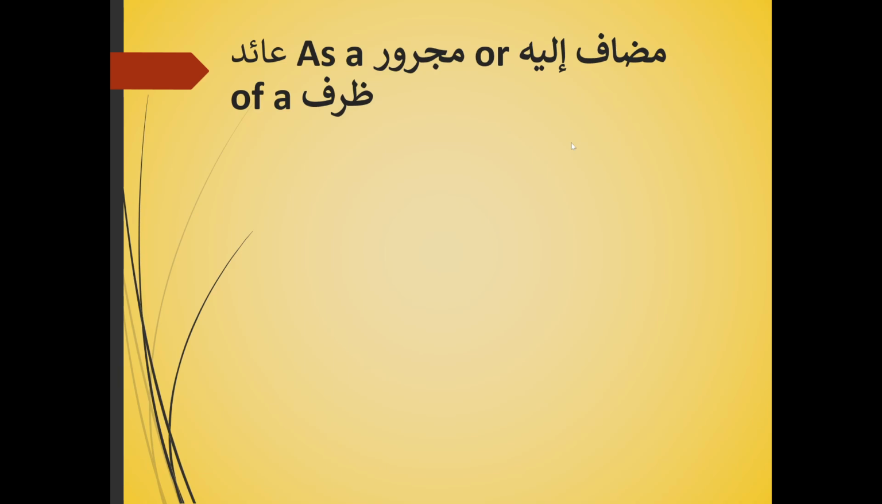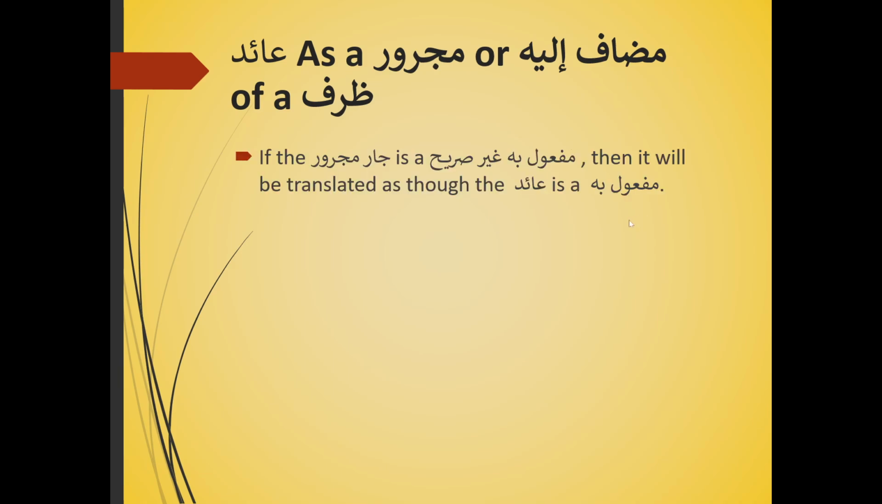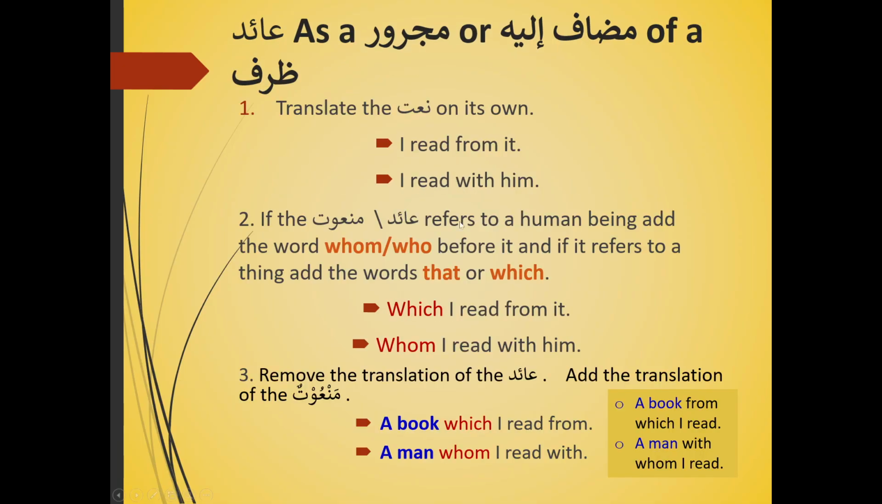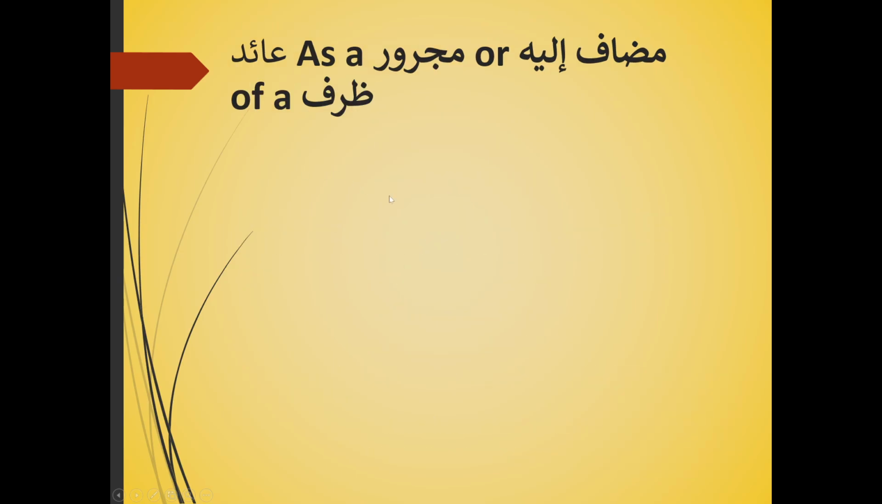Alhamdulillah. Okay. Now, if the jar wa majroor is a maf'ul bihi ghayr sarih, then we will translate it as though the a'id is a maf'ul bihi. This is what we saw just now, the translation that I showed you. It's like I read from a book. So that's how it would also be written. I read with him, or with the man. So that's why we're saying here it's like a maf'ul bihi.